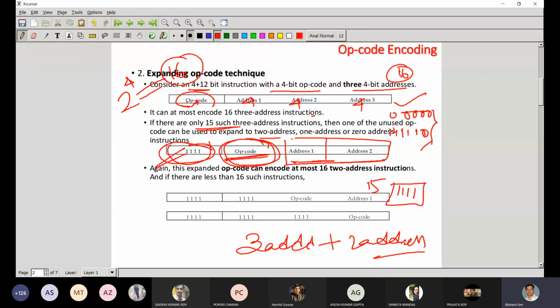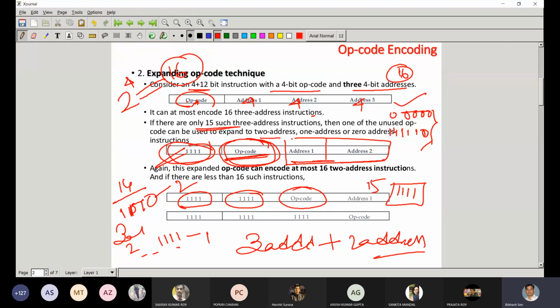In this way, again, if you would like to go for 3 address, 2 address, 1 address, that time the number of 3 address should be at least, maybe maximum level is 14. So 0, 1, 1, 1, 0 is for 2 address, and 1, 1, 1 you can keep for 1 address. Are you getting my point?